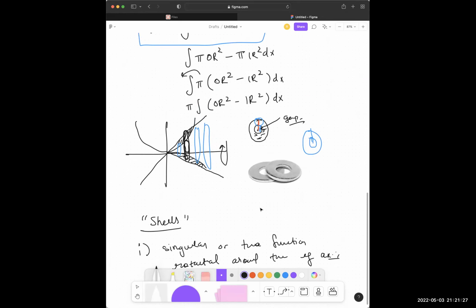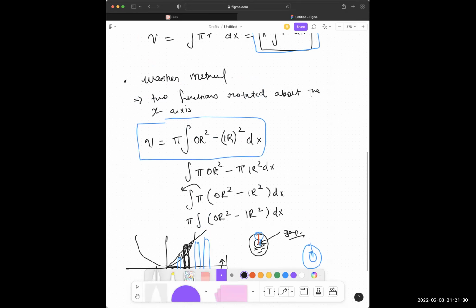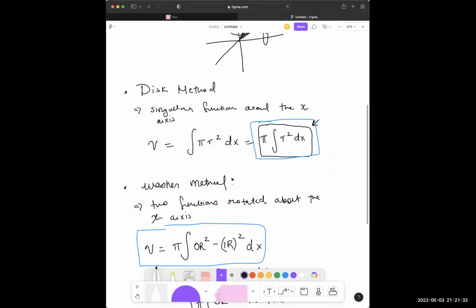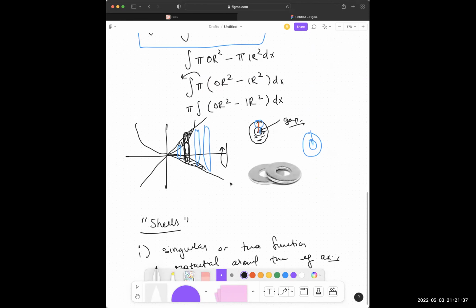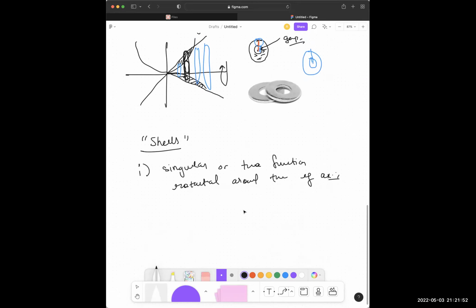And again, if you were to use the washer method, or if you were to use the disk method when you're rotating around the y-axis, you're going to actually have to integrate with respect to y. Now, that means you're going to have to recalibrate your whole integral so that all the x's are y's, right? And so that's a lot of work. And the shell method, why the shell method is so special is it can help you avoid that. What it does is it says, okay, I'll let you rotate around the y, but we're still going to integrate with respect to x.